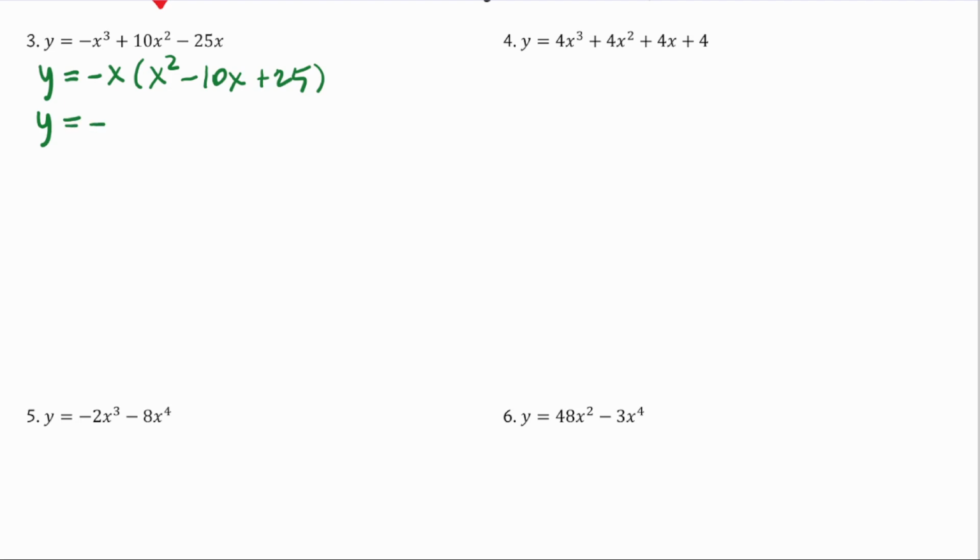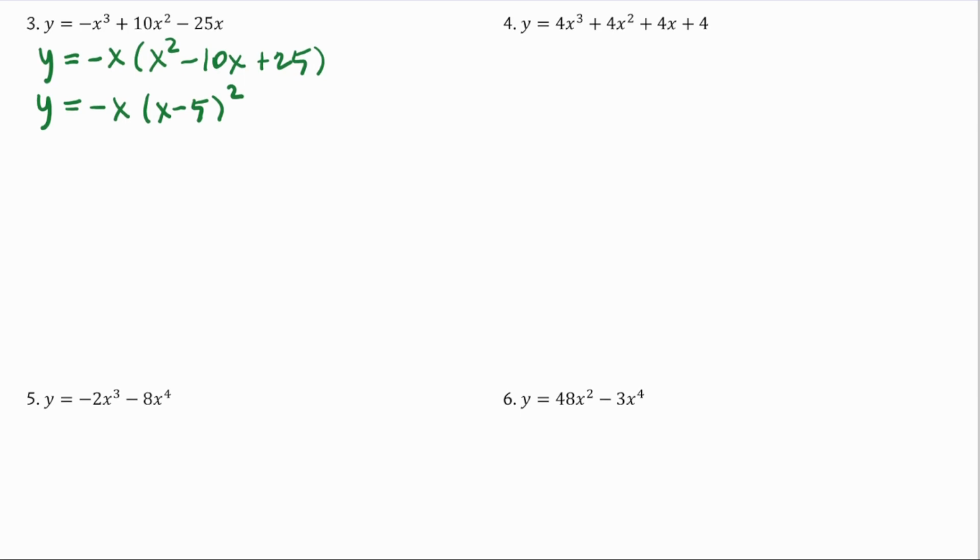And since now we know what a repeated factor will do on our graph, I know it would be good for me to write this as x minus 5 squared. So I can be reminded that x equals 5 is a root with multiplicity 2, or a double root. Okay, so I've got it all factored. I'm going to draw my x-axis, get my zeros. So this will be equal to 0 when x is equal to 0, or when x is equal to 5.